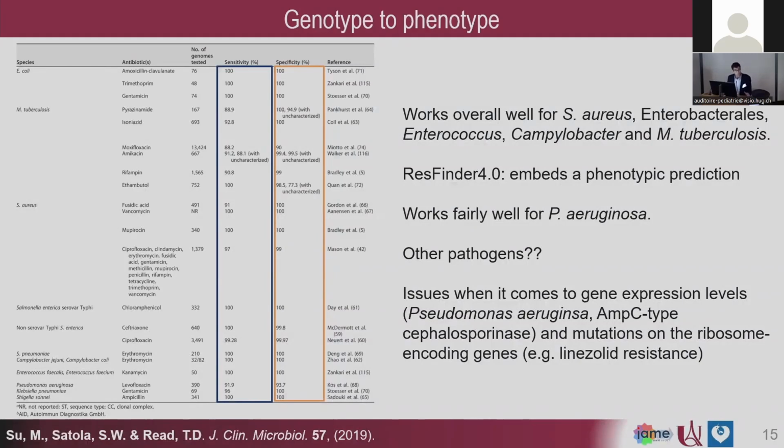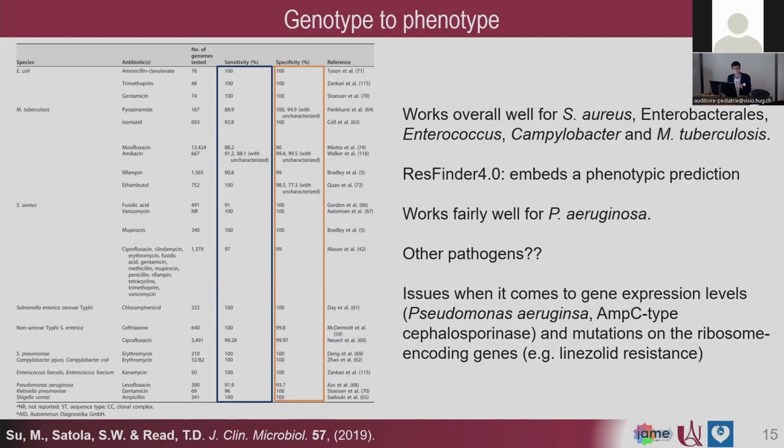They are important pathogens, but you can see that the list is not totally exhaustive. I should mention that ResFinder, the last iteration, the fourth one, embeds a phenotypic prediction, which is working for most of the bacteria mentioned here. But when it comes to other bacteria, such as Pseudomonas aeruginosa, I should also say Acinetobacter baumannii, then the prediction is not that good. Why is that?